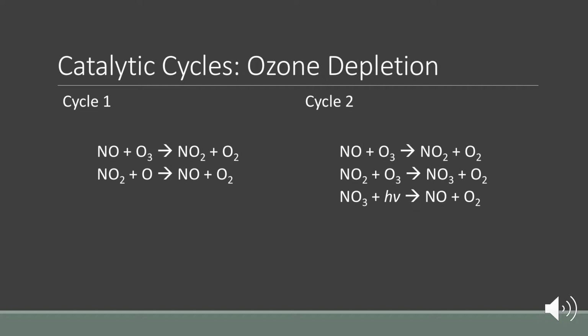Each of these cycles is favored in a different part of the stratosphere. The ratio of singlet oxygen to ozone increases with height, so at higher altitudes, cycle 1 dominates. In lower altitudes, there is more ozone than singlet oxygen, so cycle 2 is more favored.